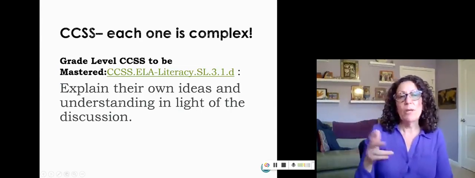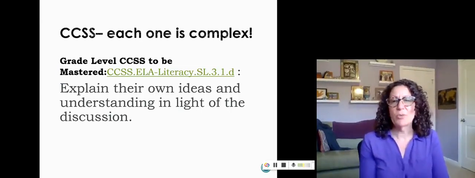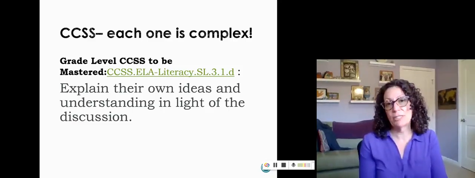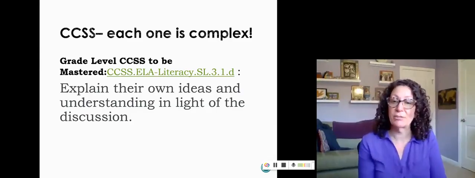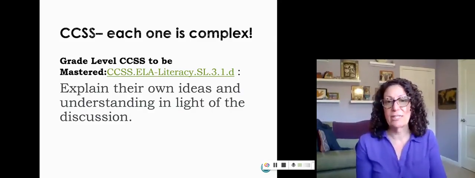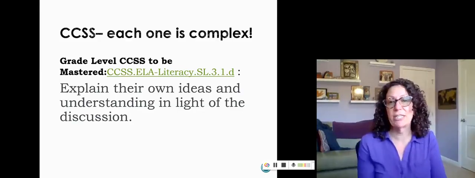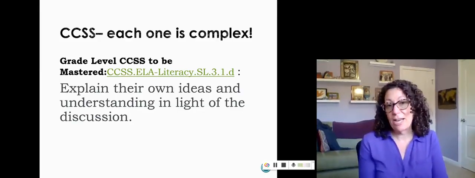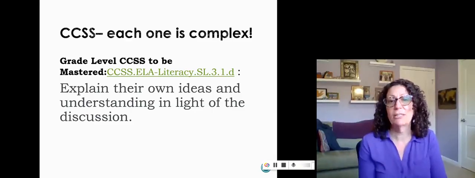So when we look at the Common Core State Standards, each one is really pretty complex, and I'm going to use an example in this slideshow that's only at the 3rd grade level. It's spoken language, English, so it's CCSS, Common Core State Standard, ELA, English Language Arts, Literacy, spoken language, grade 3, 1D. And the Common Core Standard says, explain their own ideas and understanding in light of the discussion. And for 3rd grade, that's not that hard. Higher grades are harder to understand. But we're going to stick with this example.